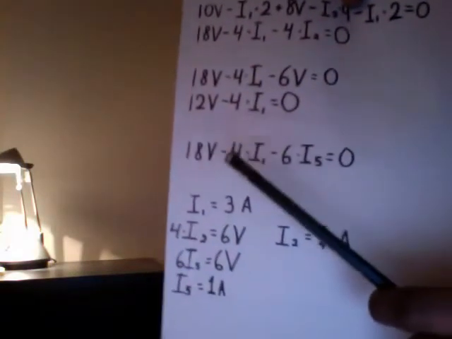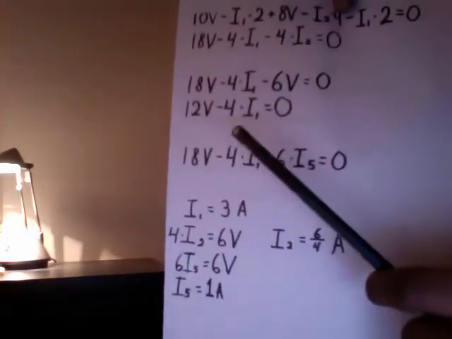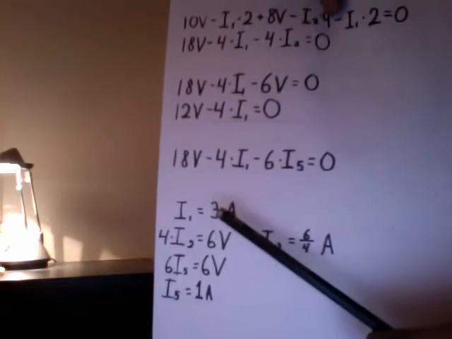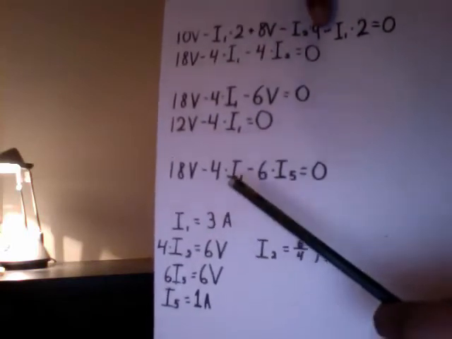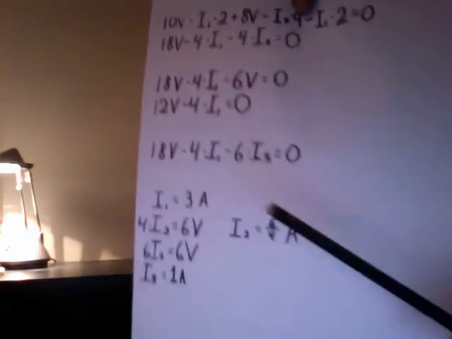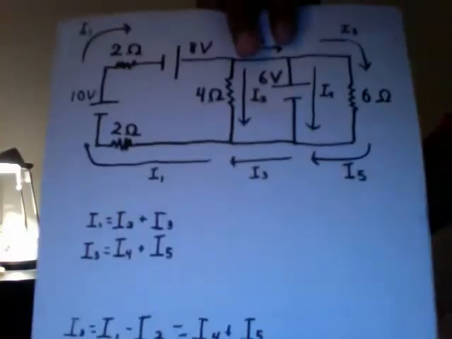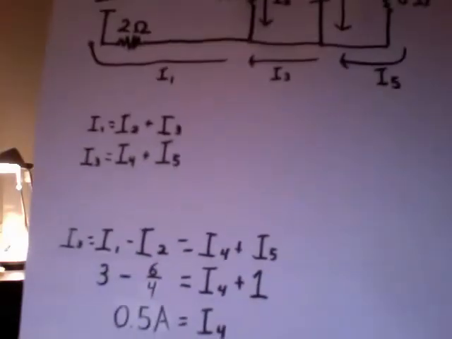So with these equations, you can solve for I1 with this equation here, and once you know I1 equals 3, you can use that to solve for I2 and I5 and get 6/4 and 1 respectively. With I1, I2, and I5, you can then solve for I4.